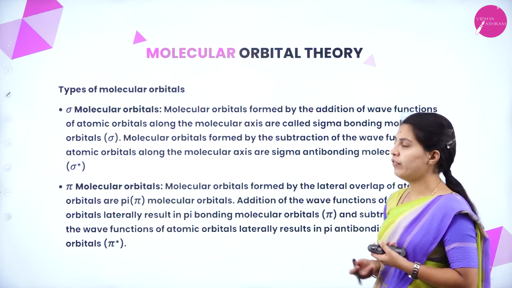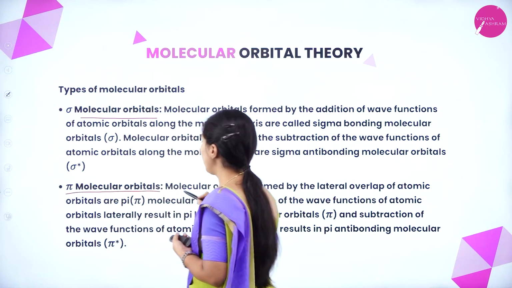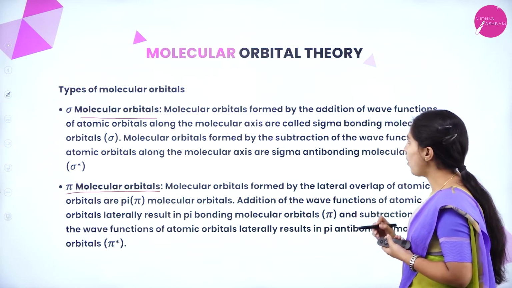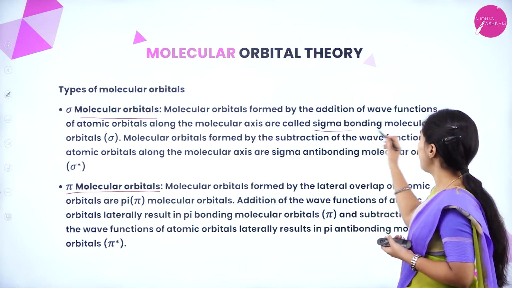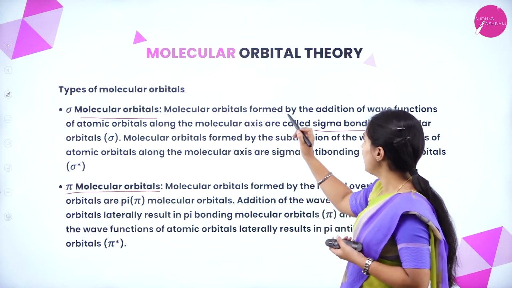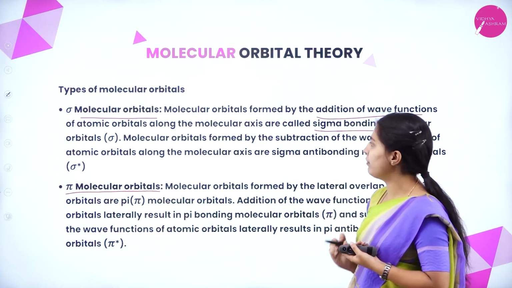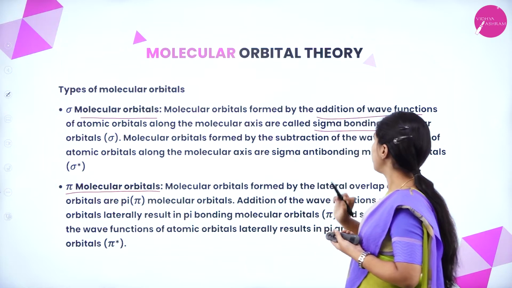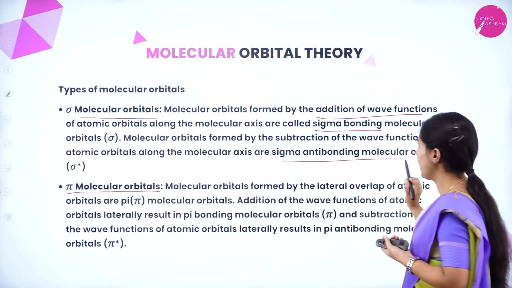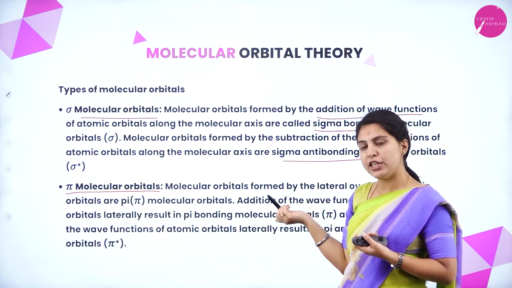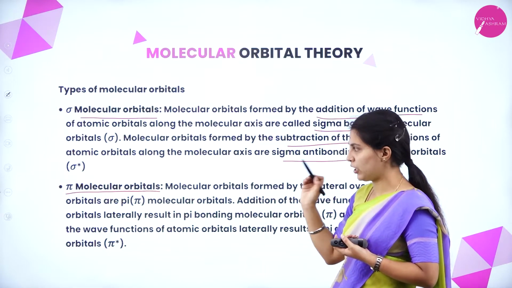Next one, types of molecular orbitals. We know sigma molecular orbitals are present and pi molecular orbitals are also present. Molecular orbitals formed by the addition of wave functions of atomic orbitals along the molecular axis are called sigma bonding molecular orbitals. That is, sigma bonding will form by the addition of wave functions. Molecular orbitals formed by the subtraction of the wave functions of atomic orbitals along the molecular axis are sigma anti-bonding. Normal sigma bonding forms by the addition of wave functions, and sigma anti-bonding forms by the subtraction of the wave functions of atomic orbitals.